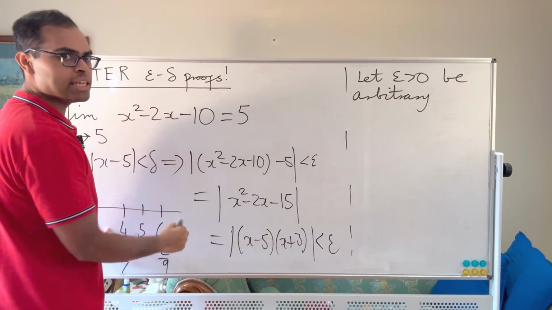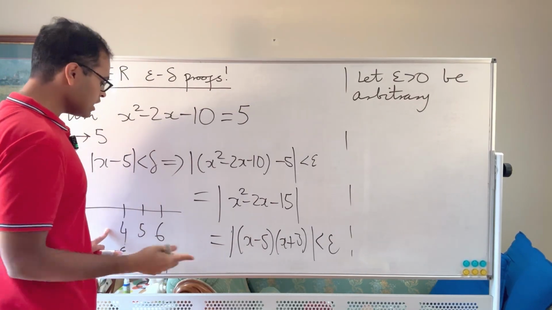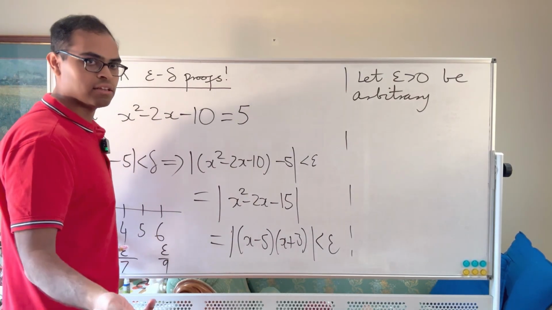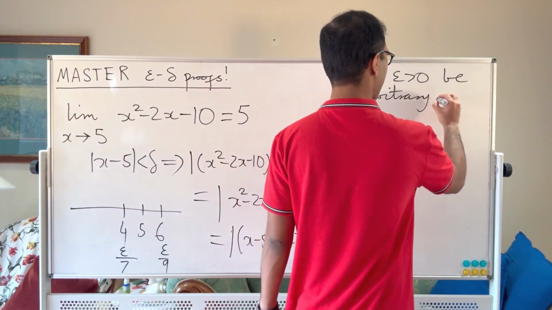Then I would have said delta should be less than 2, because within 2 of 5, and delta should then be less than epsilon over 10. That's what I would have done. But let me write the proof out. So let epsilon greater than 0 be arbitrary.